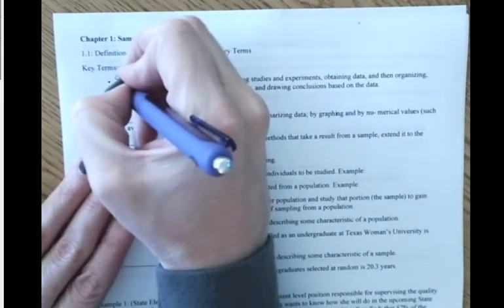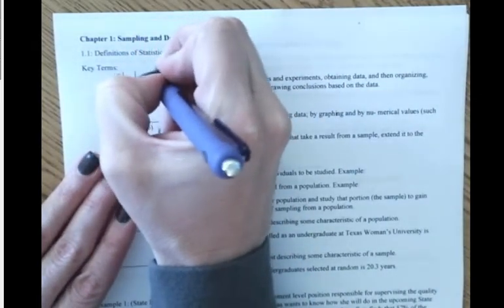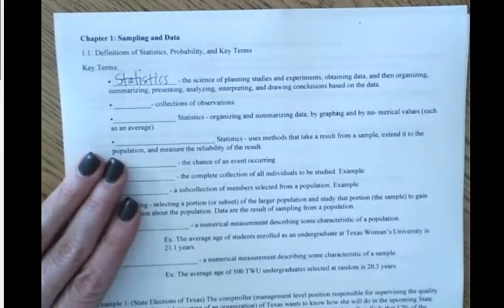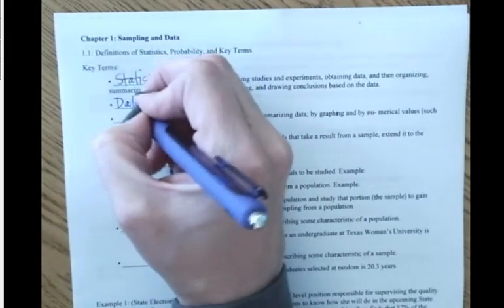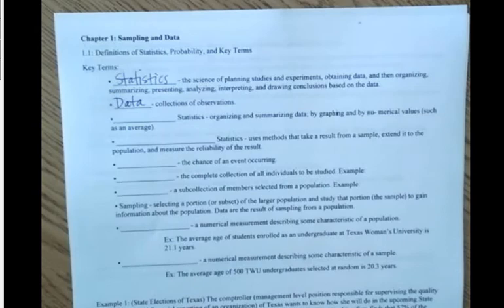Obviously, statistics, what is it? It's the science of planning studies and experiments, obtaining data, and organizing, summarizing, presenting, analyzing, interpreting, and drawing conclusions based on that data, right? Correctly using data, basically, is what it is. Now, a collection of observations that we find is what we call data, or data, if you want to call it that.